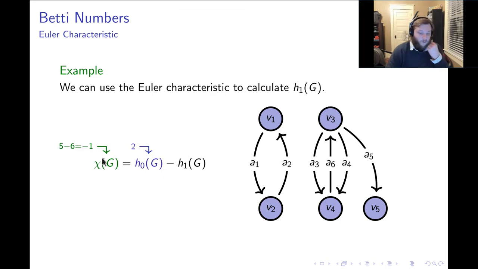Well, this equation is now saying I don't have to worry too much about calculating the circuit rank h1 because I can solve for h1 here. And h1 should end up being 3 because 2 minus 3 is equal to negative 1. So this allows me to circumvent the circuit rank calculation by knowing the Euler characteristic and being able to see what the number of connected components, h0, is.